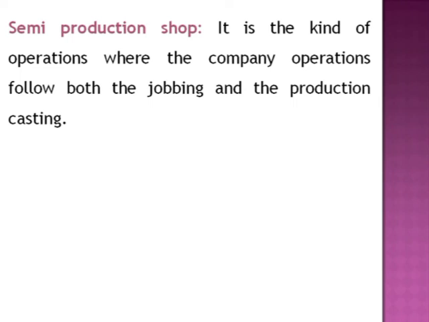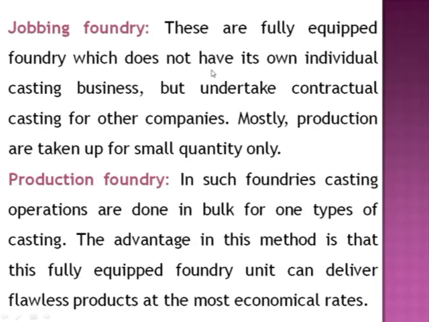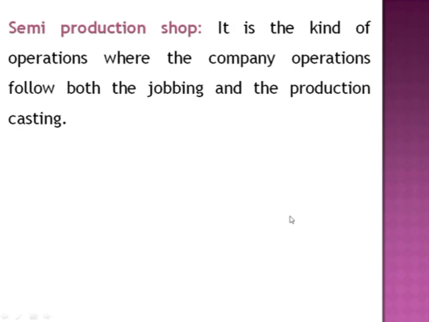So that's it. What are the types of foundry? Write down the things in a simple way. Captive means for own production, for own use. Independent means as per the customer specification, customer need. Jobbing means to give to others, not for own use. Production means for mass production, for bulk production, one type of casting. And semi means jobbing plus production.